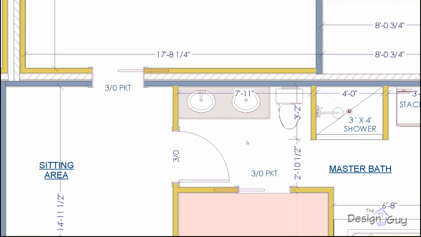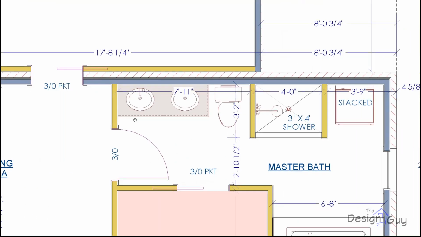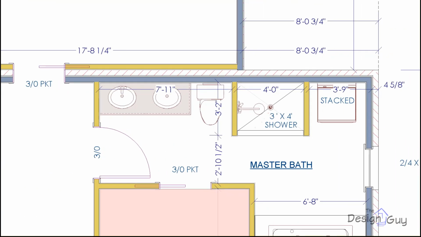So we come into here, we've got the double bowl vanity, then we've got our toilet. From there we've got the 3x4 shower, and drag this down just a little bit more. We're putting the stacked washer dryer there into your master.